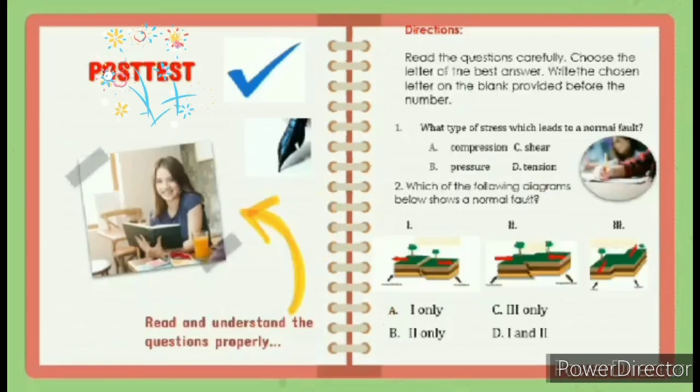Okay, for the post test, direction: read the question carefully, choose the letter of the best answer, and write the chosen letter on the blank provided before the number. Number 1 question, what type of stress leads to a normal fault? A. Compression. B. Pressure. C. Shear. D. Tension. Number 2 question, which of the following diagrams below shows a normal fault? A. 1 only. B. 2 only. C. 3 only. D. 1 and 2.